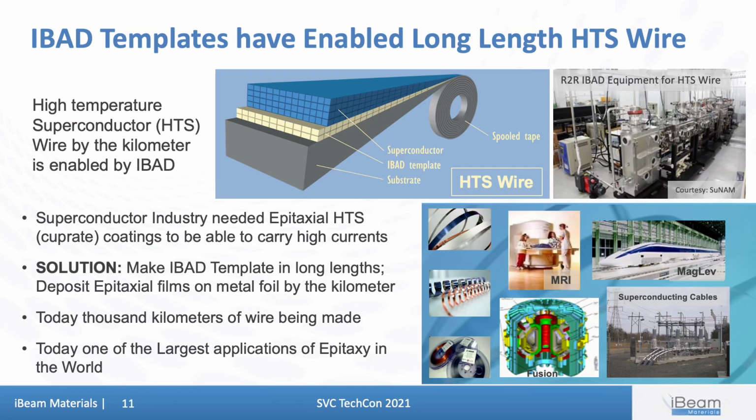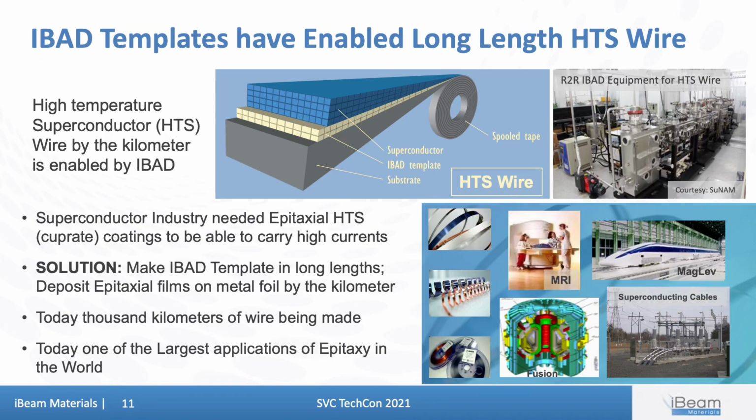IBAD has enabled long lengths of high-temperature superconductor wire. In particular, the fast IBAD-MgO process has been the preferred one for most manufacturers because of the high throughput and high quality. I will not talk about the HTS wire much, but there are other talks in this session on this topic.